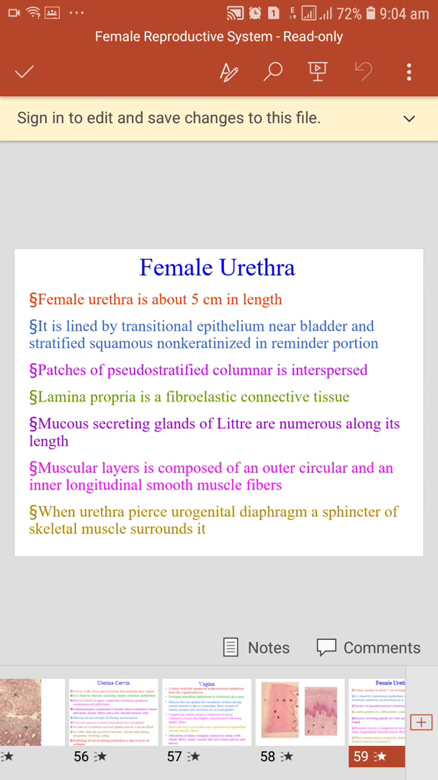Then the female urethra is about 5 cm in length. Its epithelium is transitional near the bladder and stratified squamous non-keratinized in the remainder. Patches of pseudostratified columnar epithelium are interspersed. The lamina propria is fibroelastic connective tissue, and mucus-secreting glands of Littré are numerous along its length. The muscular layer is composed of outer circular and inner longitudinal smooth muscle fibers. When the urethra pierces the urogenital diaphragm, a sphincter of skeletal muscle surrounds it.